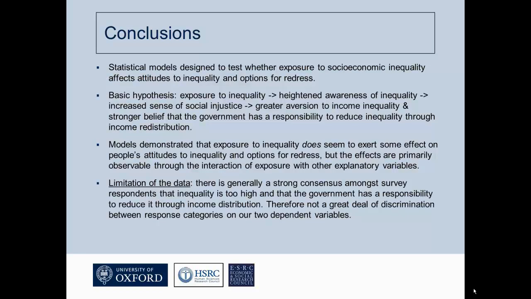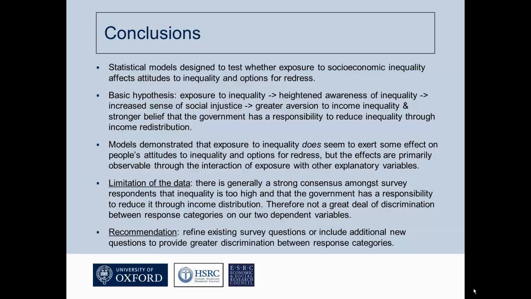However, it is important to recognise and acknowledge one particular limitation of the data, and that is that there is generally a strong consensus amongst survey respondents that inequality is too high and that the government has a responsibility to reduce it through income redistribution. The responses on these two variables are typically clustered around the agree and strongly agree end of the spectrum. This means, therefore, that there is not a great deal of discrimination between response categories on our two dependent variables, and this poses clear problems for the modelling.